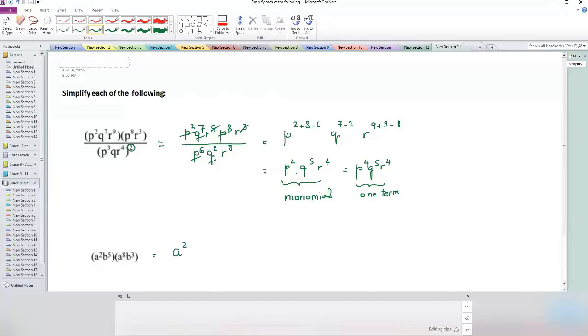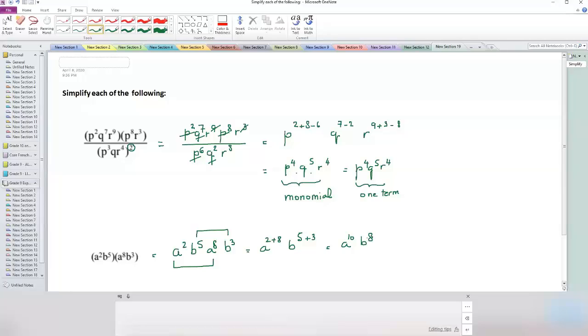Now, what about the second one? I have a squared, b to the power of 5, times a to the power of 8, times b to the power of 3. I remove the bracket because it's multiplication. Now, when I multiply the same base, you remember, I add the exponent. So it's going to be 2 plus 8. B, again, the same base. That means 5 plus 3. That means at the end, a to the power of 10, b to the power of 8.